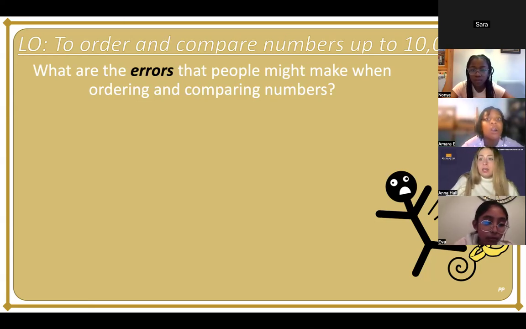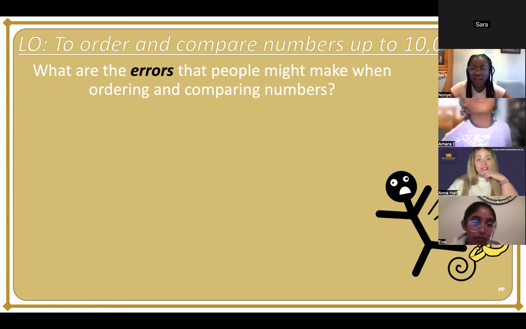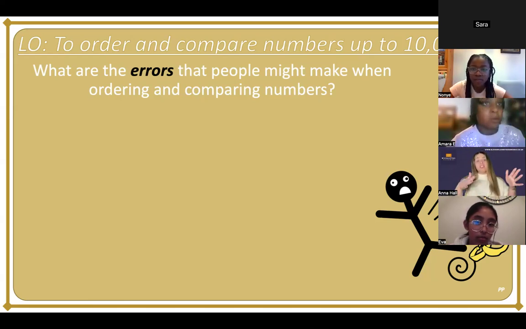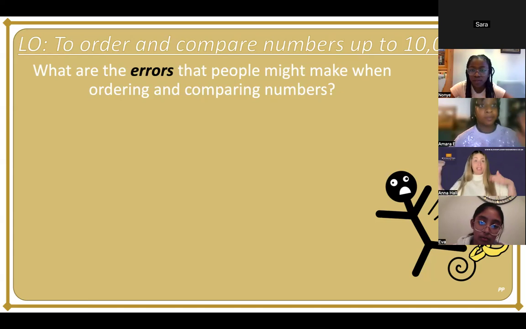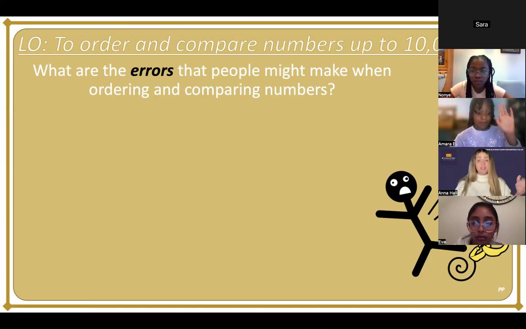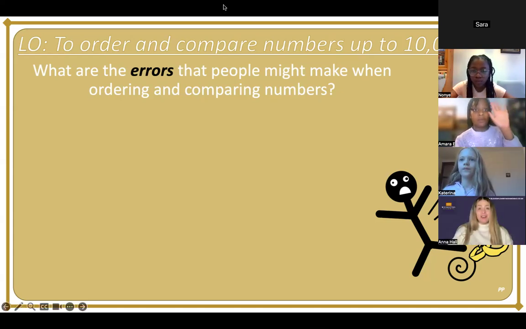Nanya, what do you think? What do you think people might get wrong? I think that they might look at the smallest column first, the ones. Yeah, superstar. So they might actually work the wrong way round. So they might go from right to left instead. So they're looking at the ones. Great answer. Superstar. Thank you.